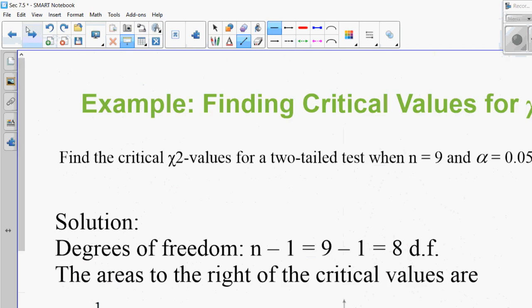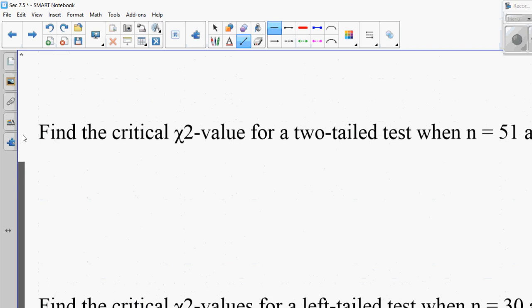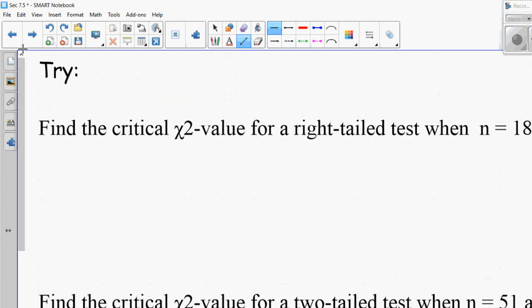Now, if you'd like some extra practice, there are 3 problems here on the notes, which you can pause the video if you want to try these to see if you can find these on your chart correctly. And then once you restart the video, I will write down what the answers are, and you can see if you can get it right.